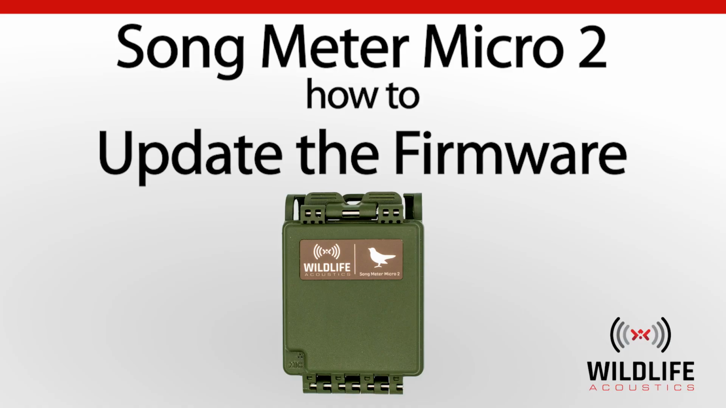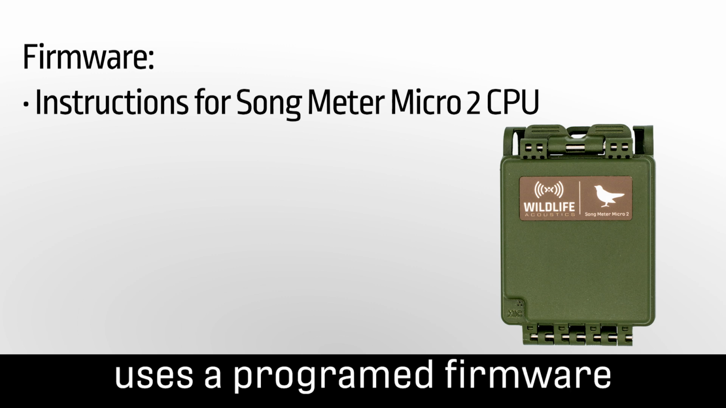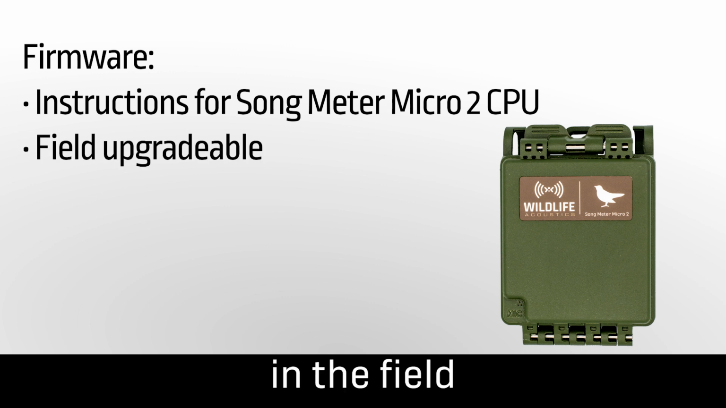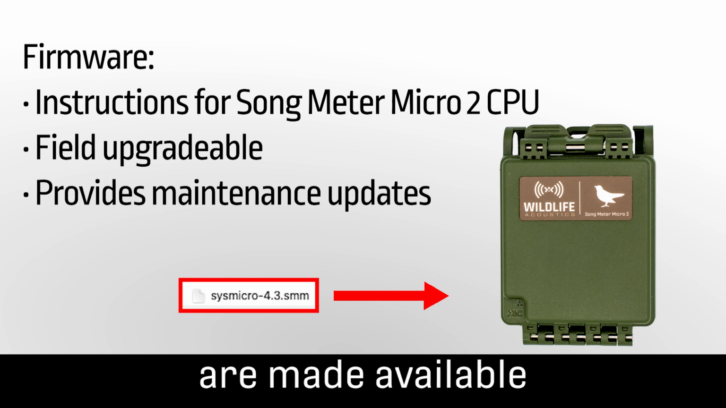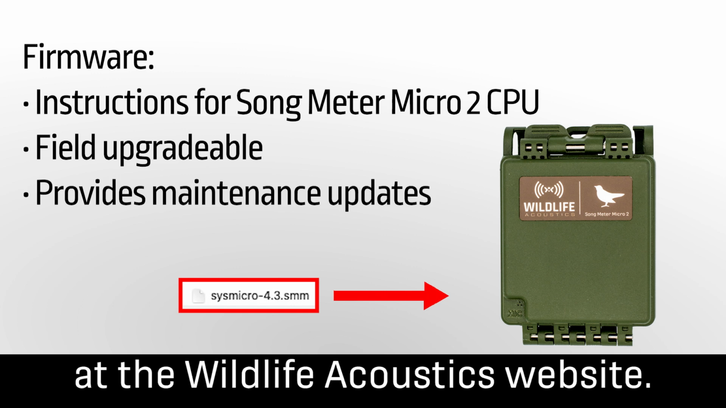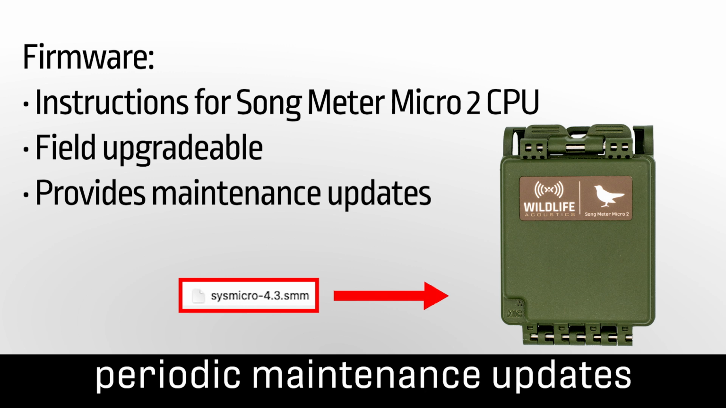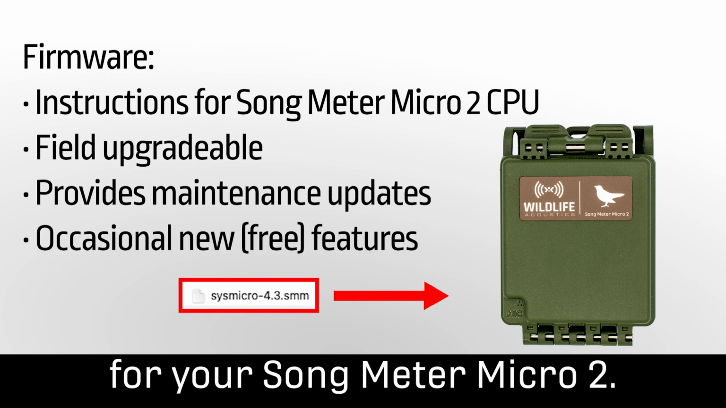Welcome to Wildlife Acoustics. This video will describe how to update the firmware for the Songmeter Micro 2 wildlife recorder. The Songmeter Micro 2 uses a programmed firmware to define its internal functions. The firmware can be updated in the field by way of a small digital file. New firmware update files are made available for download at the Wildlife Acoustics website. This allows Wildlife Acoustics to provide periodic maintenance updates as well as add new features for your Songmeter Micro 2.